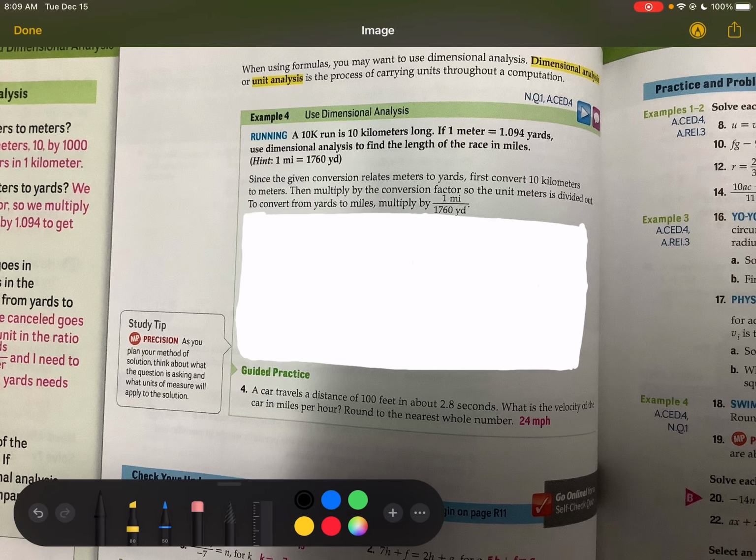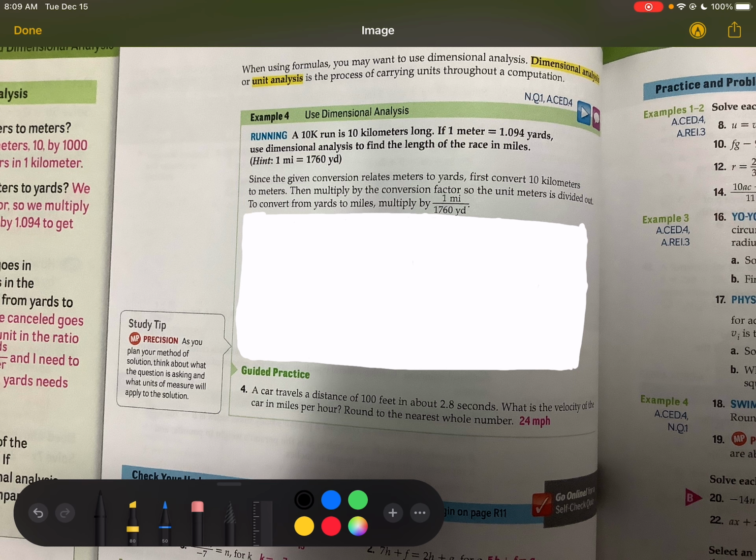All right, so the last part of this is using dimensional analysis. The last part of 2.7 is using dimensional analysis. So this question says a 10K is 10 kilometers long. If 1 meter is equal to 1.094 yards, use dimensional analysis to find the length of the race in miles.